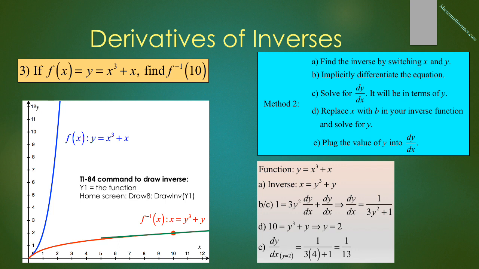So our answer, dy dx, the derivative of the inverse, at y is equal to 2, is 1 over 3 times 2 squared plus 1, which is 1 over 3 times 4 plus 1, or 1/13. The slope is very shallow, as shown in the green line.